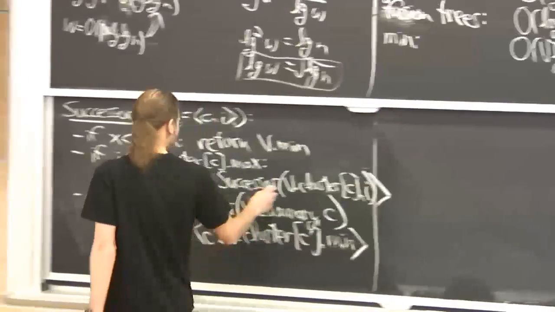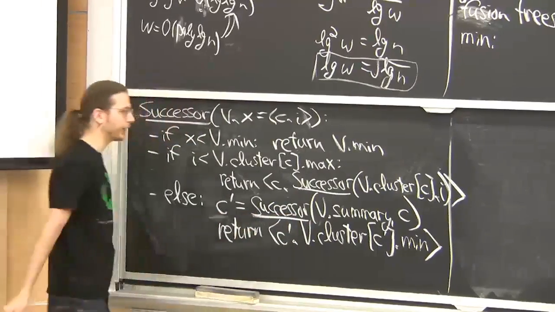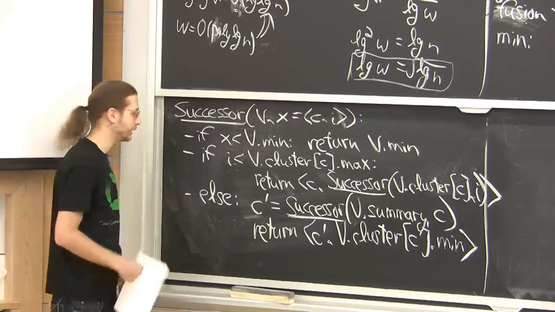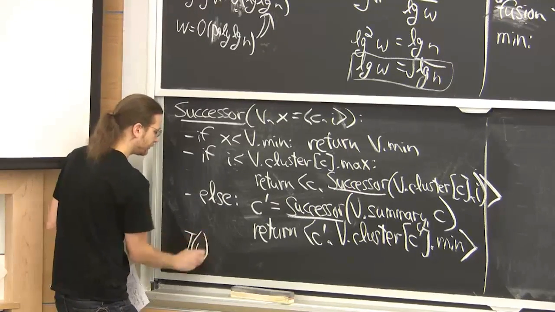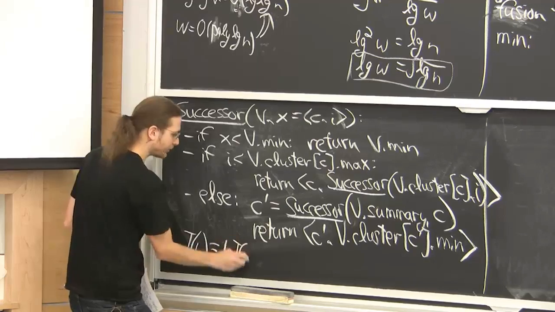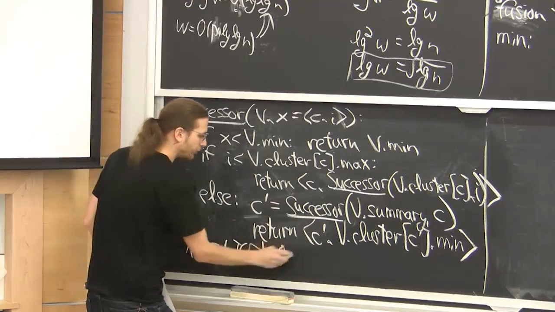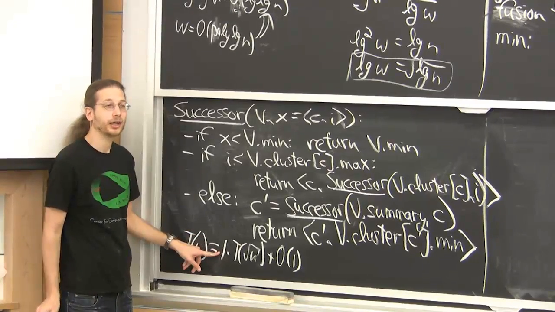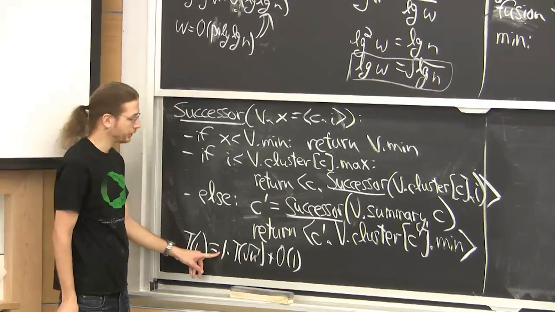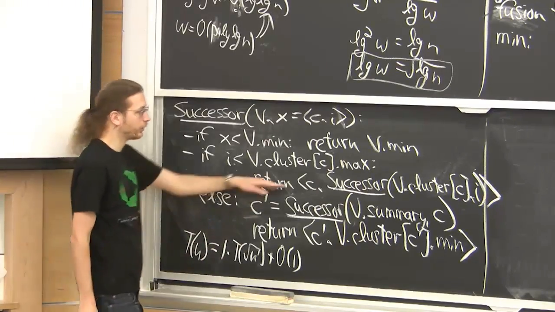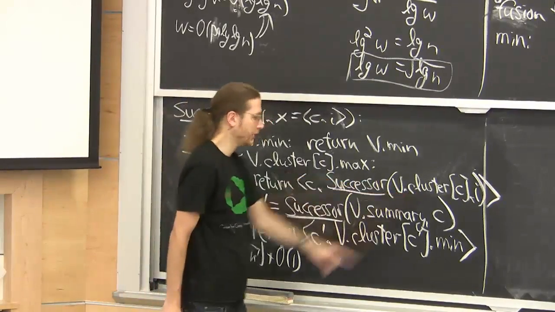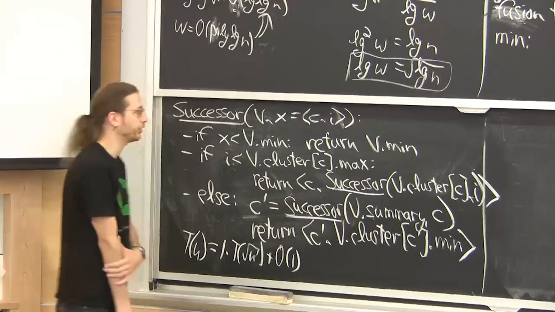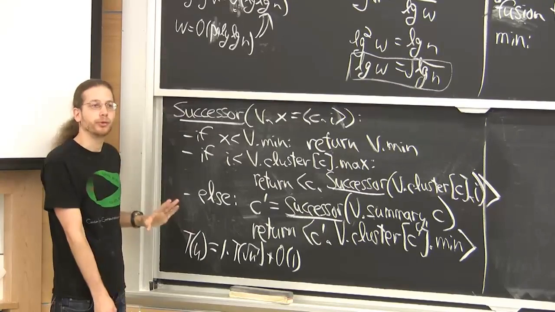Then the interesting thing is that we have recursions in both cases, but only one. The key is we want this recurrence, T(u) is 1 times T(root u) plus order 1. That gives us log log u. If there was a 2 here, we would get log u, which is no good. We want the 1. So in one case, we call successor on a cluster. In the other case, we call successor on the summary structure. But we don't want to do both.